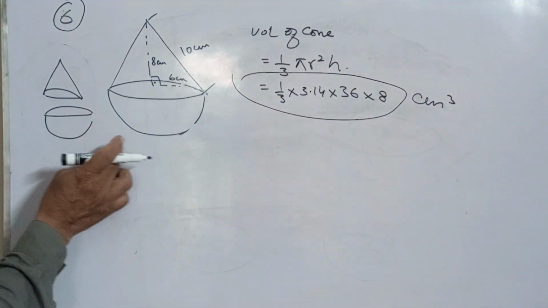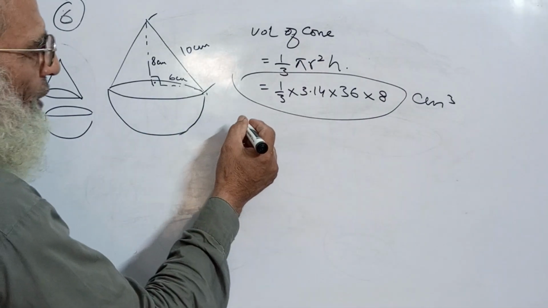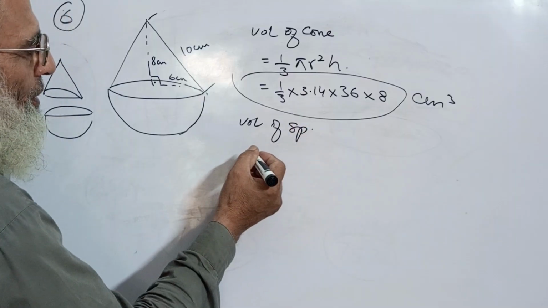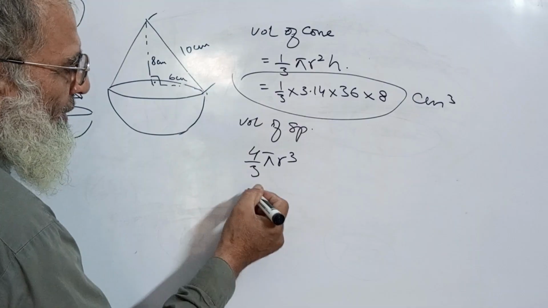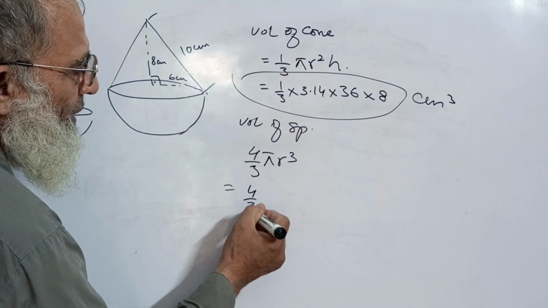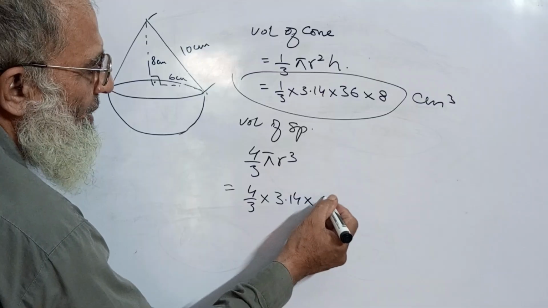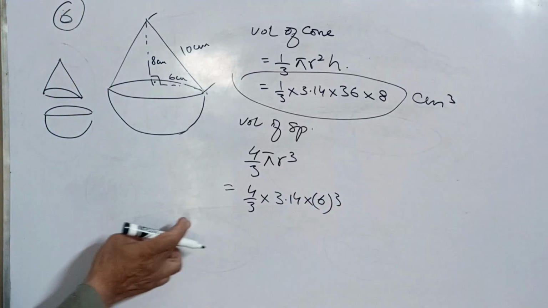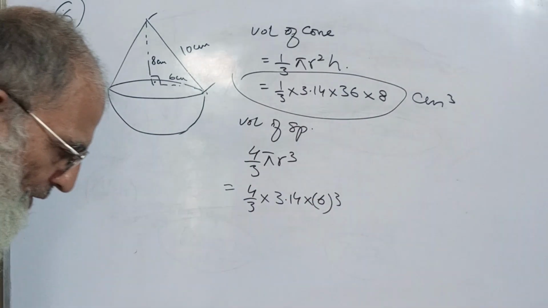This is the volume, so the unit is centimeter cube. Now the volume of a sphere is equal to 4 by 3 pi r cube. So I am going to write 4 by 3 multiplied by pi, which is 3.14, multiplied by 6 the whole cube. Now this is for the full sphere.